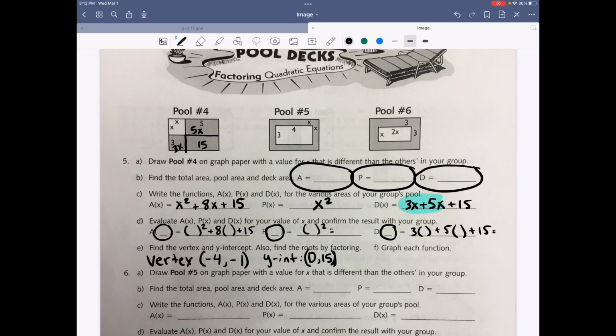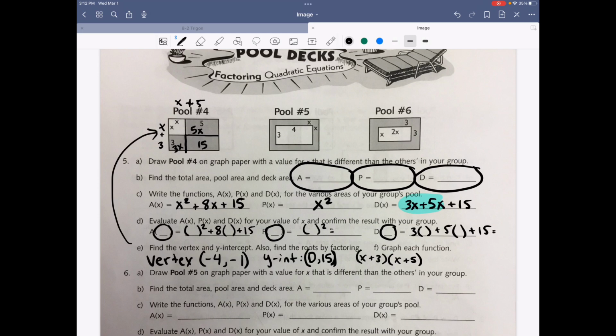And the roots we can find by factoring. If you look at our picture up here, this looks like x plus 5 and x plus 3. It's our factoring model. Factors of 15 that add up to 8 are 3 and 5. So it's x plus 3 and x plus 5. What that tells us is where our parabola is going to cross the x-axis.